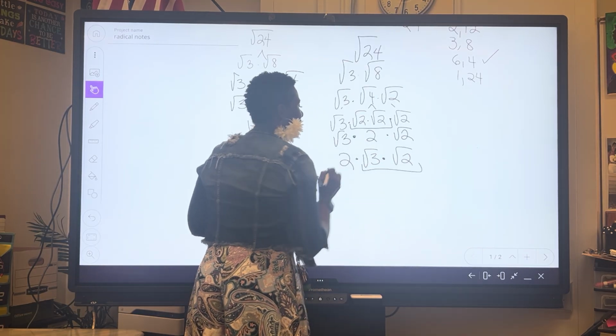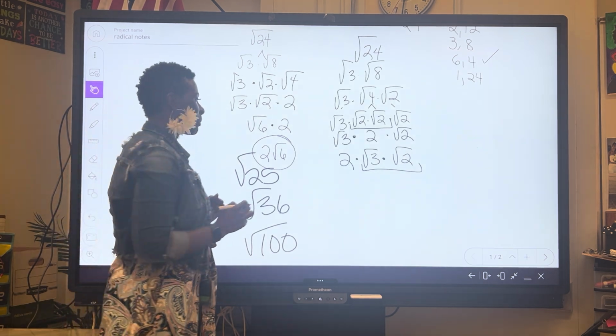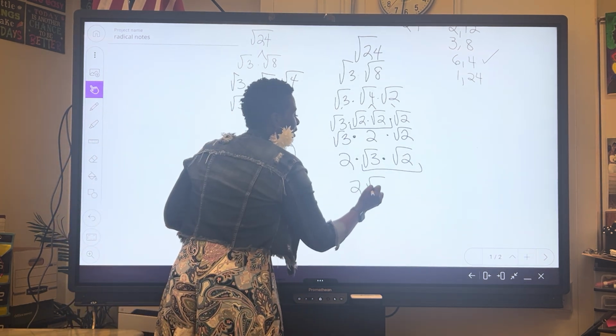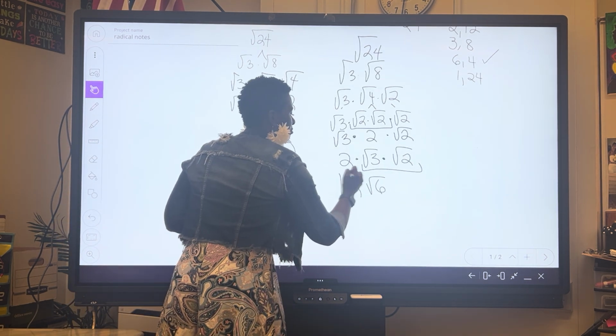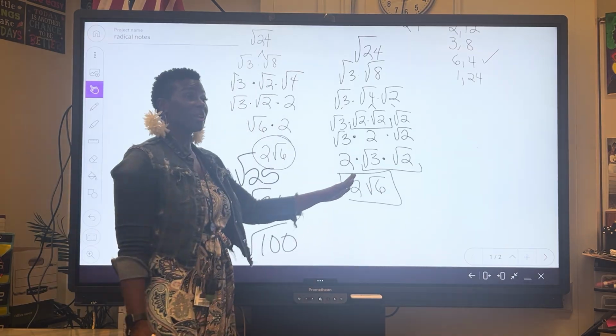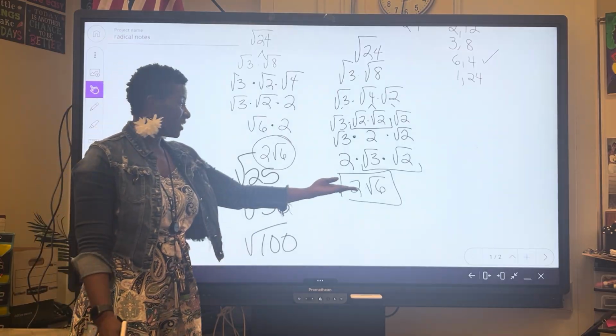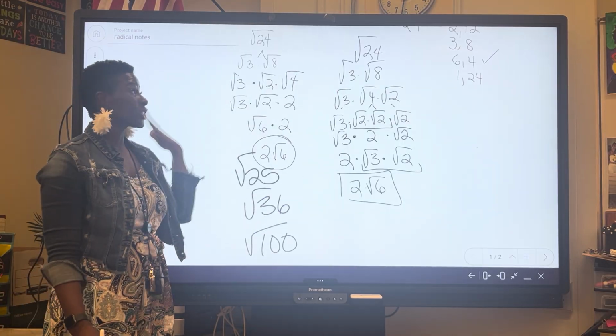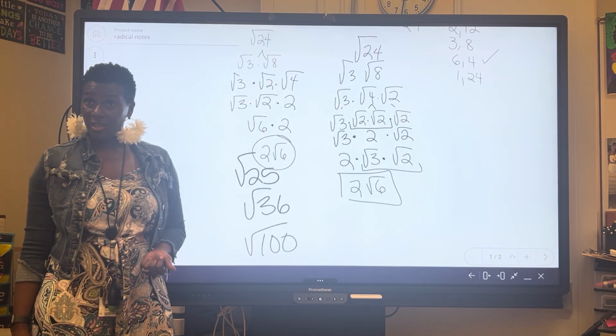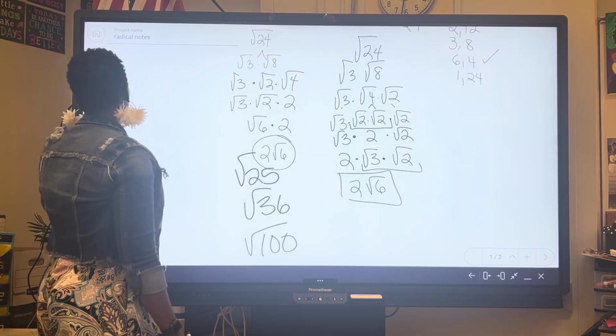Now let's go ahead and combine those because I can't do anything else with them. So what do I have? 2 radical 6. Absolutely. And if you have a number next to a symbol, that automatically means multiplication, right? And that's how we just simplified that radical. We did it 3 different ways. Do y'all see that? All right, so what are the important things that I want you to remember from this?